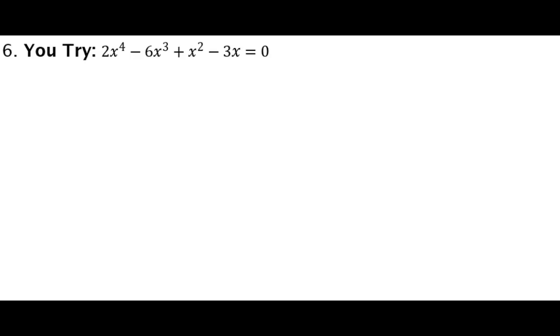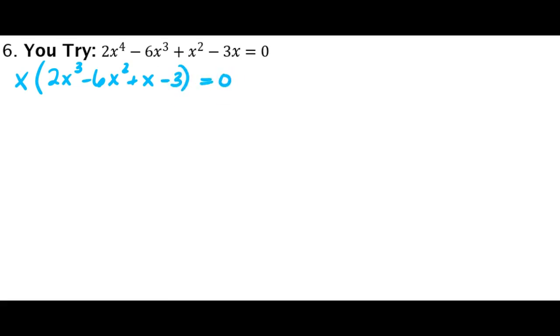I've got 4 terms, so I know I'm dealing with another grouping problem, but before I do grouping, I notice that every single one of these terms has an x in it. So before we get started, I'm going to factor out a greatest common factor of x, which would leave me with 2x cubed minus 6x squared plus x minus 3.